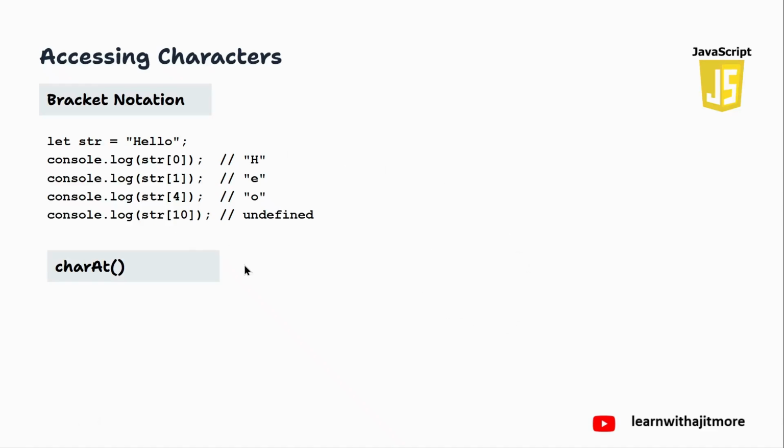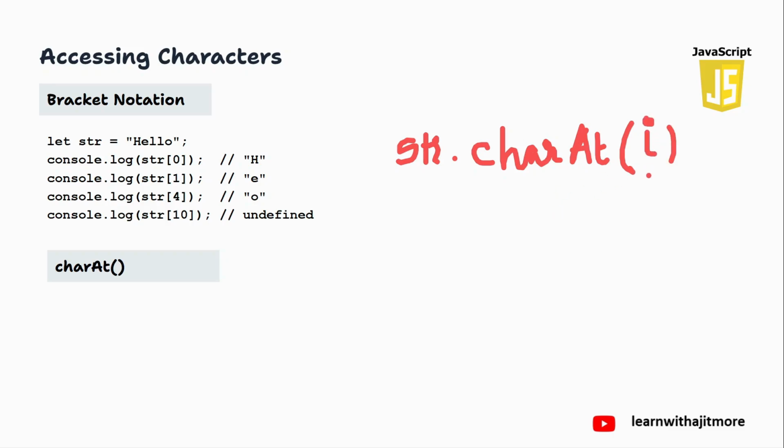Okay, then another way is by using the charAt method. charAt is a method of that string, so you can use it like this: str dot charAt. Don't say 'caret', it is charAt, we say character, right? So str dot charAt and then give an index; whatever index you give, it will return the character at that index. So charAt of 0 will give you h, charAt of 1 will give e, charAt of 2 will give l.